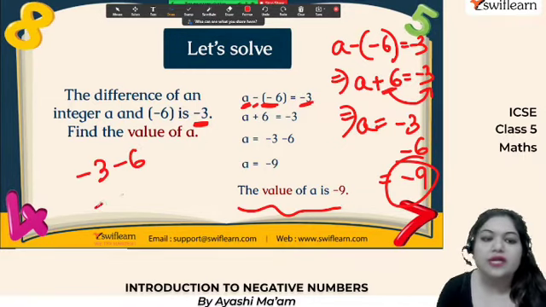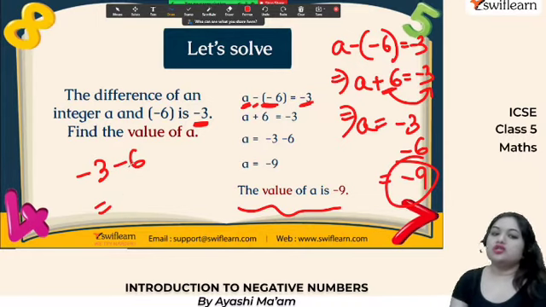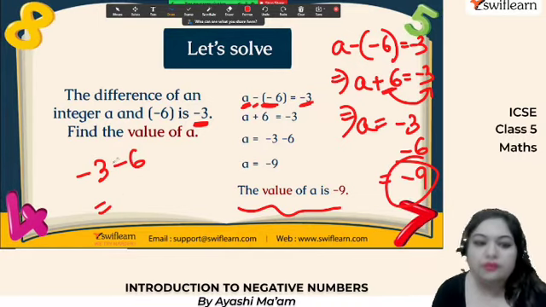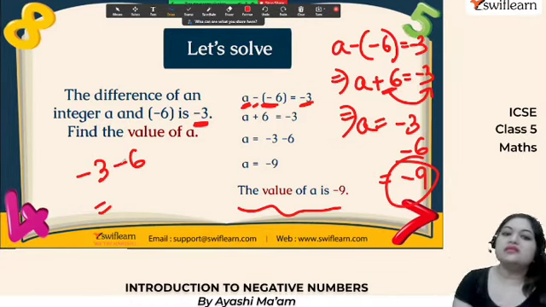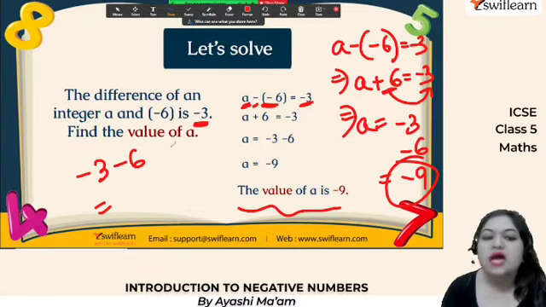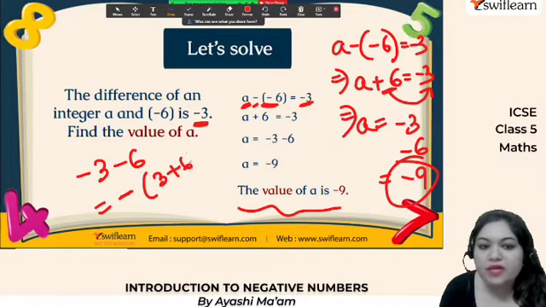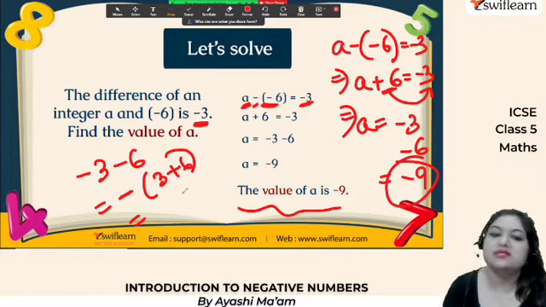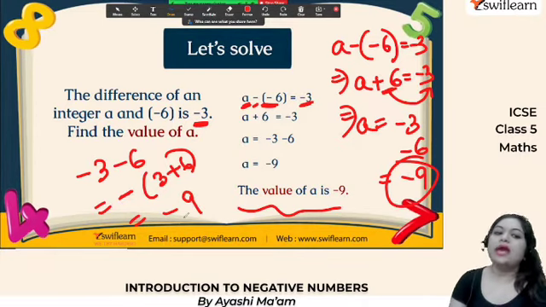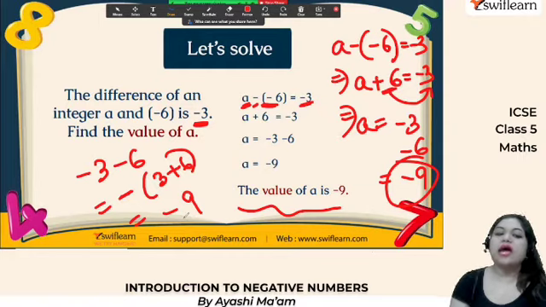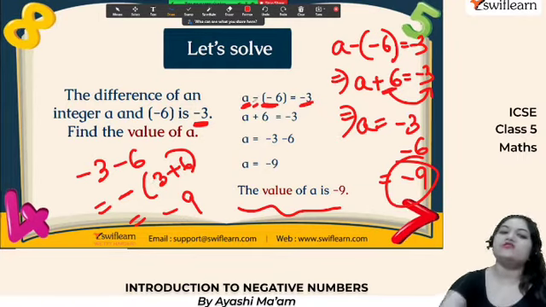Suppose you have something like this. In this case, I am telling you a shortcut. When both the integers have a minus sign before them, like -3 and -6, what you can do is simply write the minus sign before and perform the addition. So do 3 plus 6. Then you will get -9. So without the number line also you can solve. With a negative sign in front of both the integers, you simply perform addition and put the negative sign before.